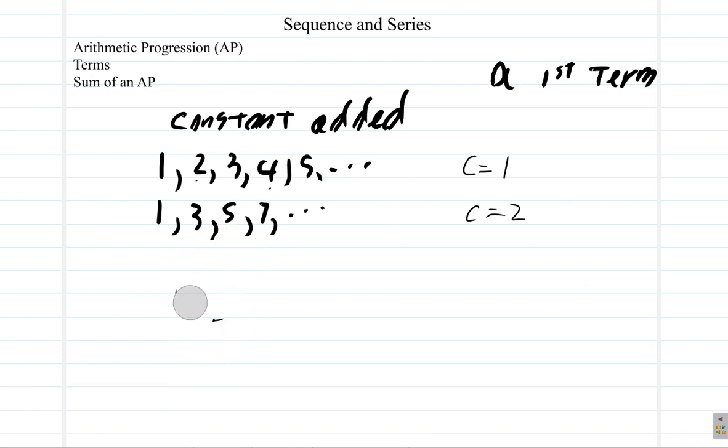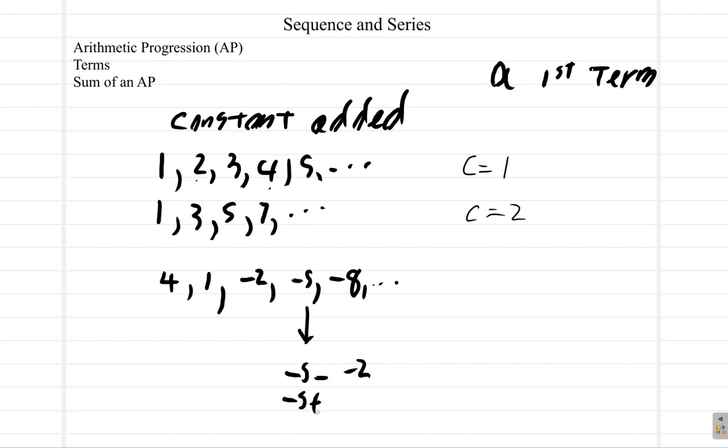Alright. Suppose you have another situation. You start with 4. And you get 1. Then you get -2. Then you get -5, -8, and so on. Interesting. You want to know what the constant is. Now, one quick way of finding the constant is to take any term and subtract the previous term from it. Alright? So, you take -5 minus -2. This is the same as -5 plus 2, which is what? -3. It seems as if our constant is -3.